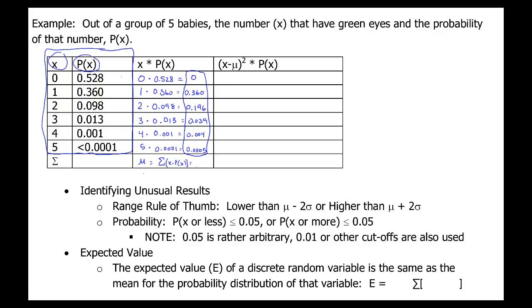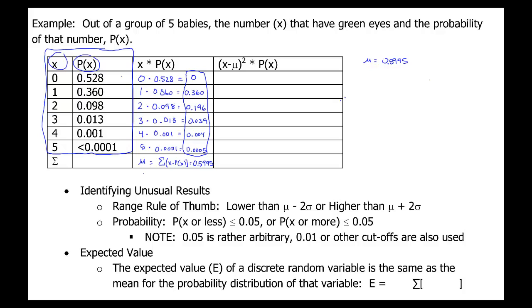And if we add those all together, we get 0.5995. So the mean of this probability distribution is 0.5995. Alright, next column over. We're going to do some calculations to find the standard deviation.